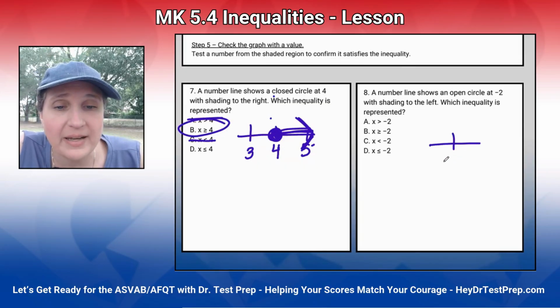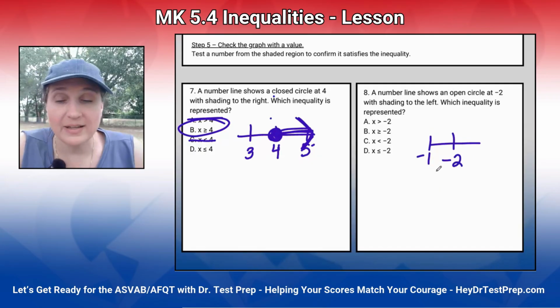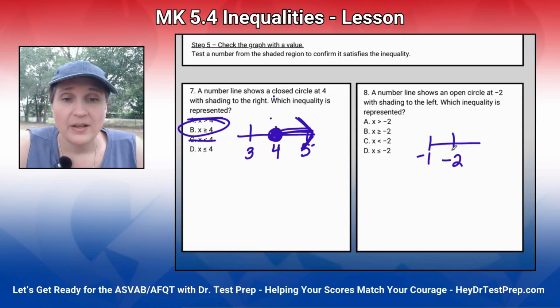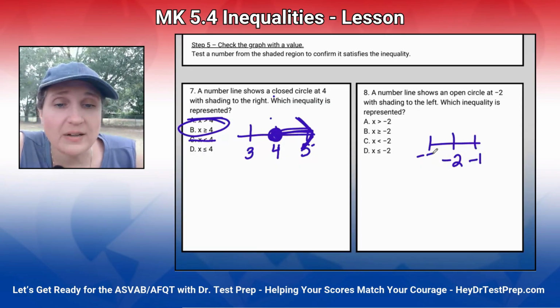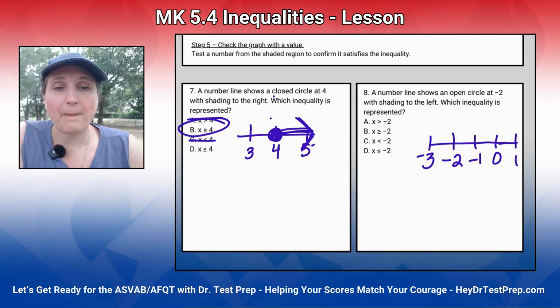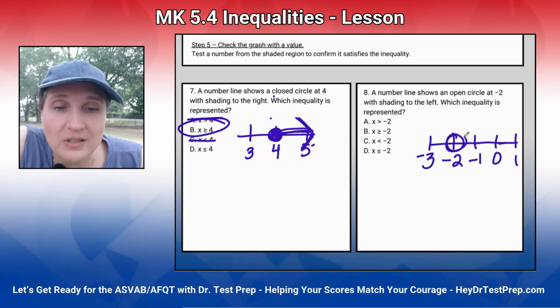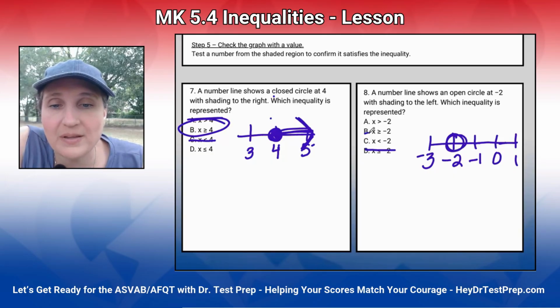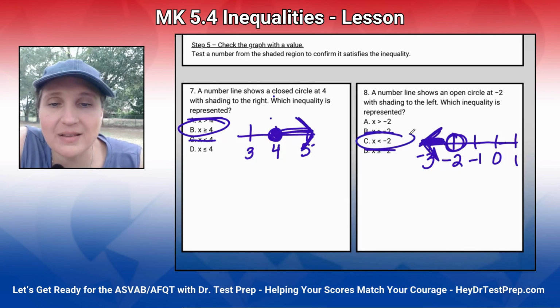Now here we've got -2. Some people incorrectly put -1 here. That's not how the number line goes. -1 goes over here, -3 goes here, because here's 0, and then we start counting up again. So we have an open circle at -2, so it can't be these two, and it's shading to the left. So we need all numbers that are less than -2.